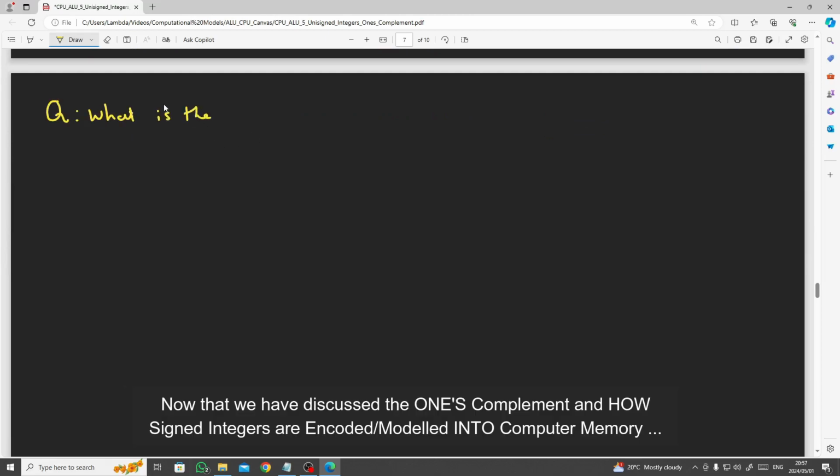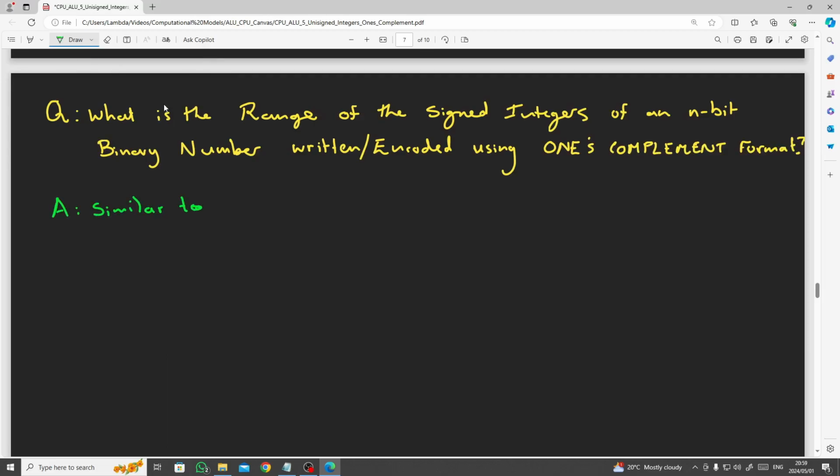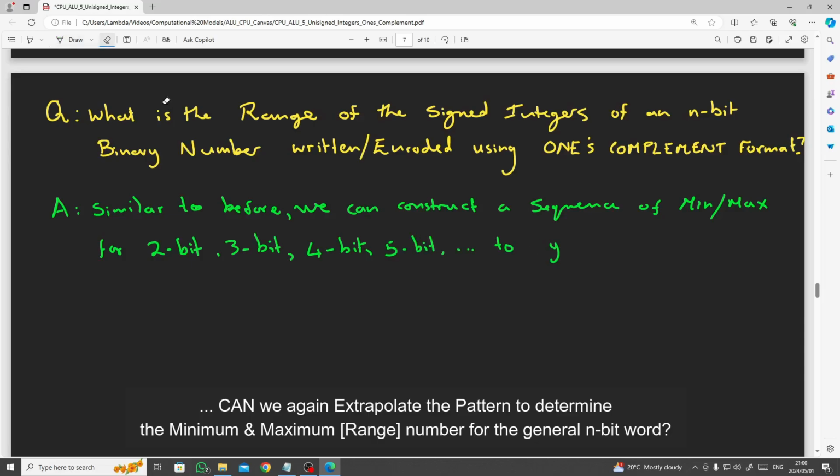Now that we have discussed the ones complement and how signed integers are encoded or modeled into computer memory, let's shift our attention to try and answer the question of what would be the maximum or minimum such number using ones complement for signed integers. In other words, by considering the ones complement format for 2-bit, 3-bit, 4-bit, etc., can we again extrapolate the pattern to determine the minimum and maximum number for the general n-bit word?